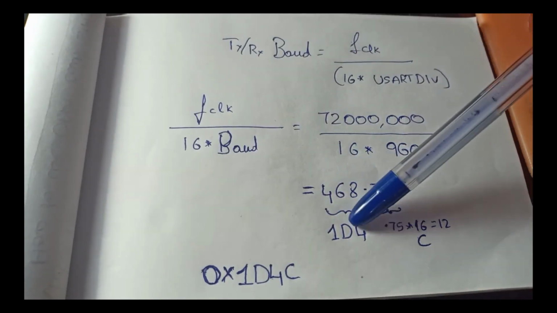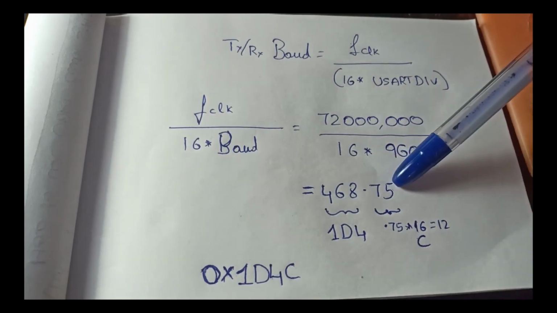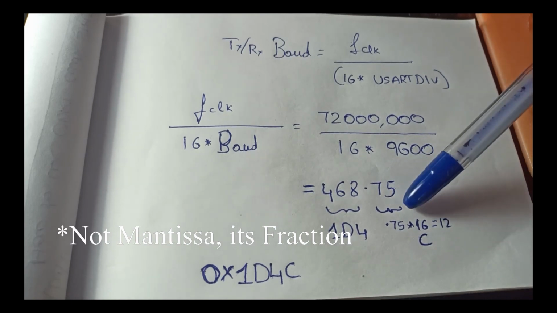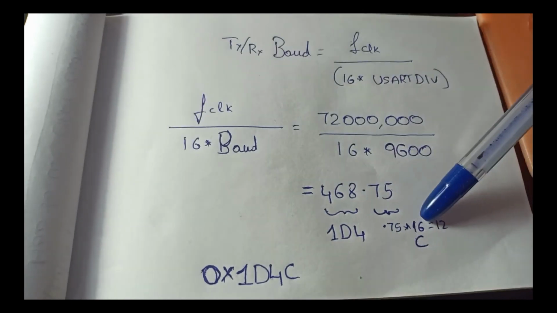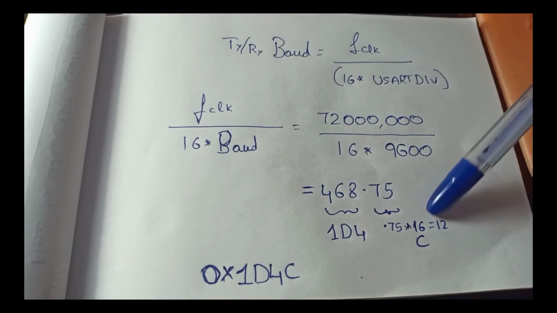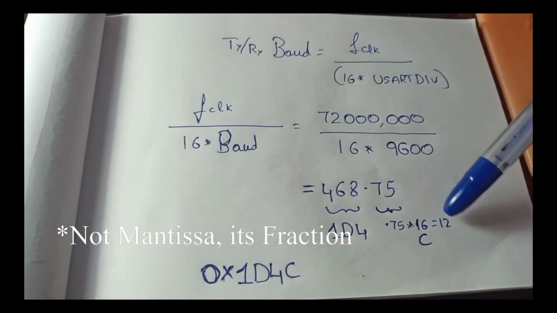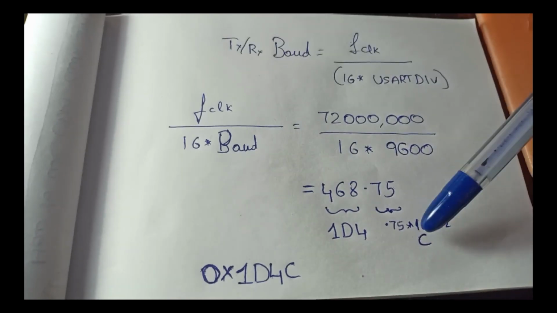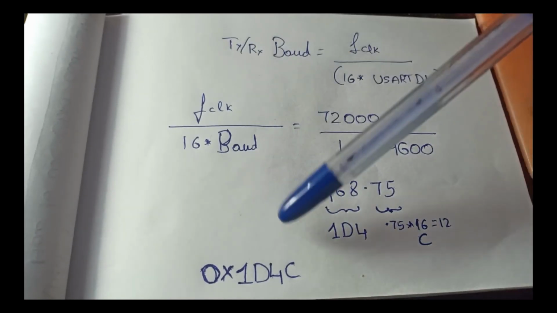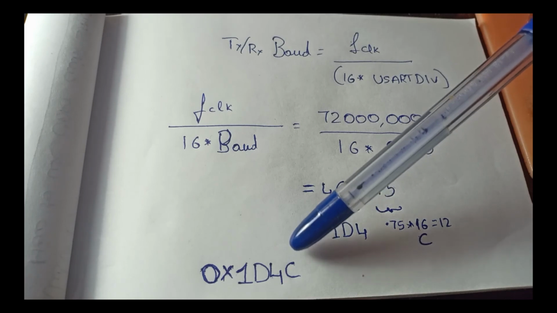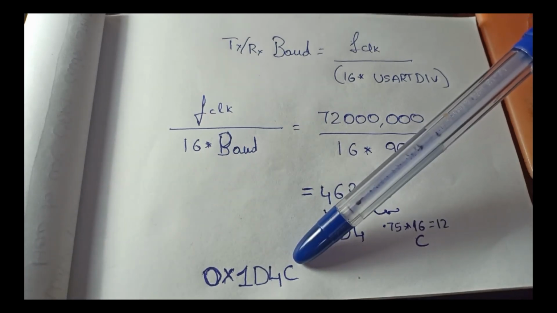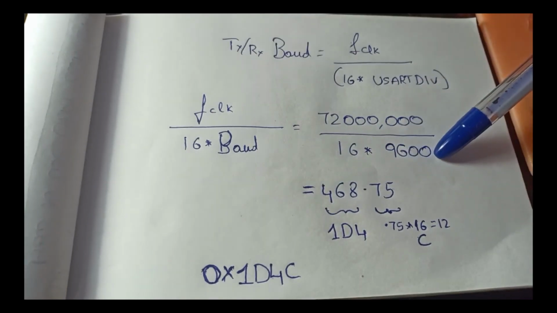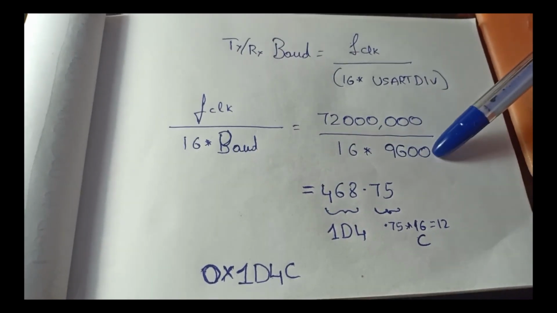So 468 is 1D4 in hex, while for 0.75, we will be setting this in the fraction part of this div register, and for that we need to multiply 0.75 by 16 to get the actual value that we must set in this fraction register. We will be getting 12, and the value in hex is C. So finally we will be setting the 1D4C value in the div register. If you need a 2400 baud rate, we will be calculating with 2400 baud rate here instead of 9600.